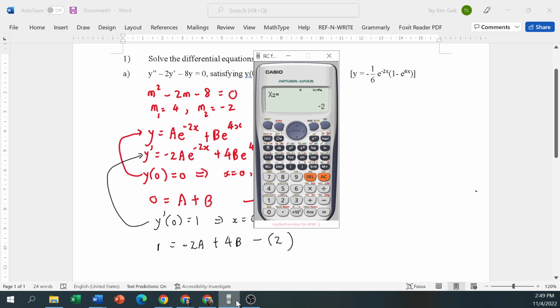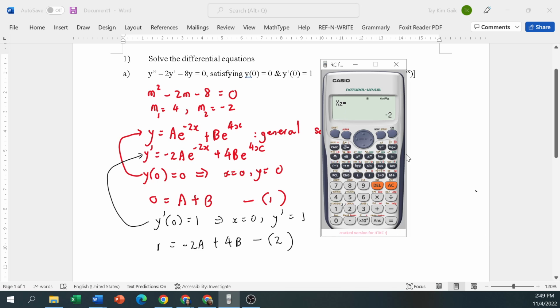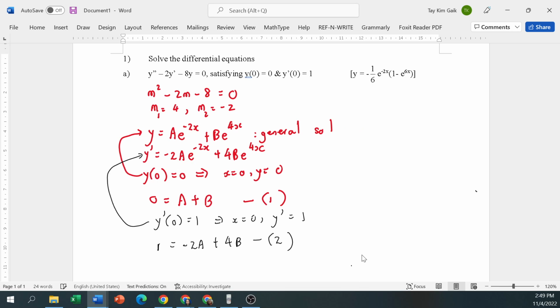Okay, you are also allowed to directly use your scientific calculator to obtain a and b. I go back to mode, number 5, you want to solve two simultaneous equations, so you can choose number 1. Key in the coefficients for your simultaneous equations. You have 1a plus 1b equal to 0. Or I put it in matrix form: 1, 1, 0, negative 2, 4, 1.